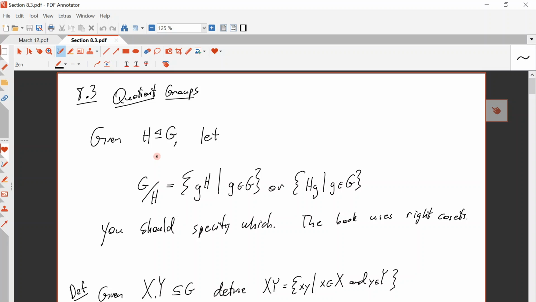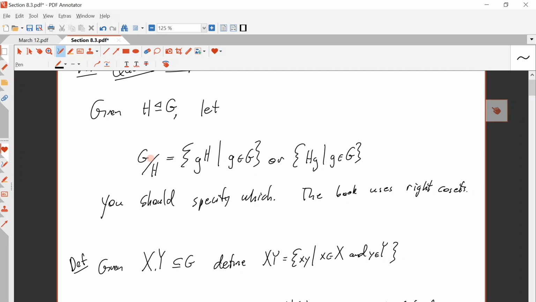So, to begin, let's recap what we have gone over already on Tuesday. Given H a normal subgroup of G, remember, we use H less than or equal to G to mean H is a subgroup of G, and then there's a little triangle instead to mean H is a normal subgroup of G. And this, G mod H, it's called.